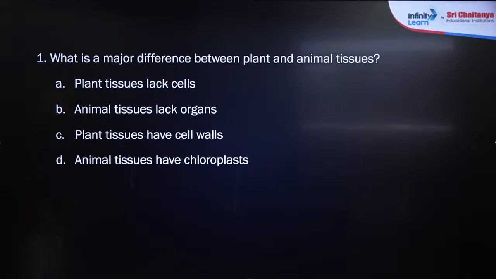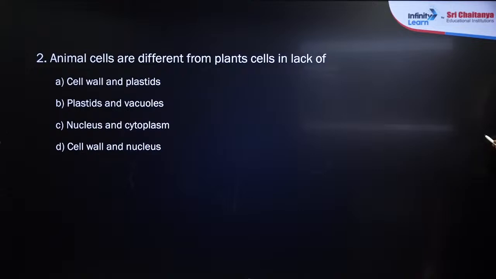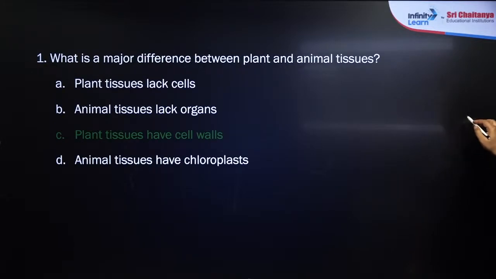Okay, very good, Anushka and Sitaram. Very nice attempt, both are absolutely correct. The correct answer here is going to be C. Plant tissues will be having the cell walls in their cells, right, that animal cells or animal tissues will not be having.